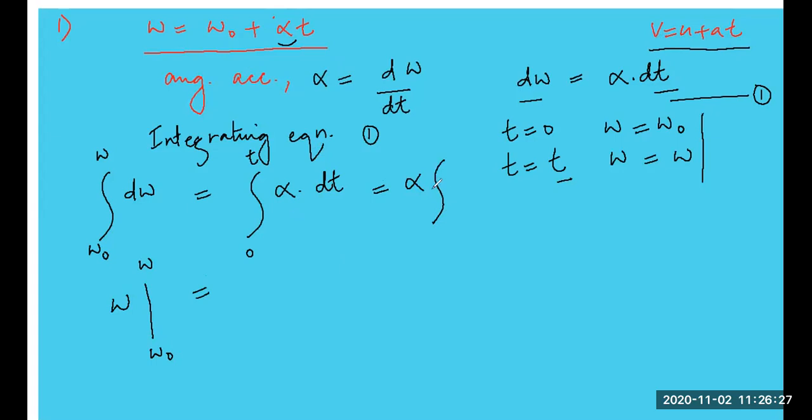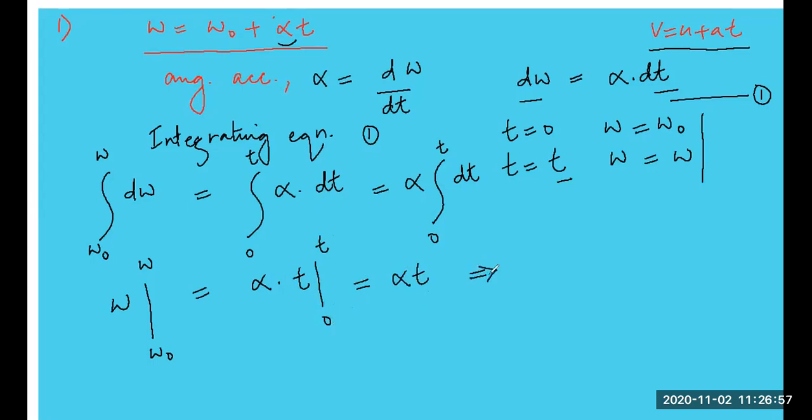So it will be alpha into dt, limits are 0 to t. Very right. So here it will be what? Alpha into t, right? The limits are 0 to t. So the constant of integration is avoided because the constant of integration will come in both, it will cancel. So this will be equal to alpha t, right?